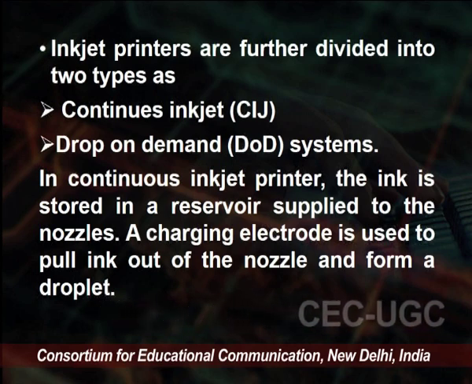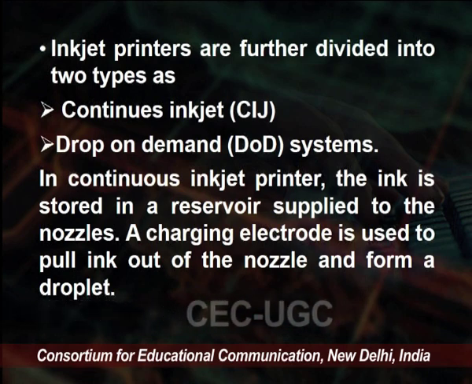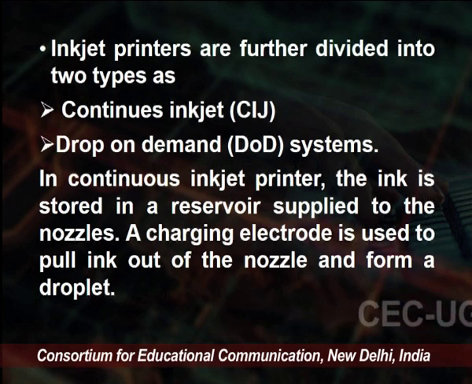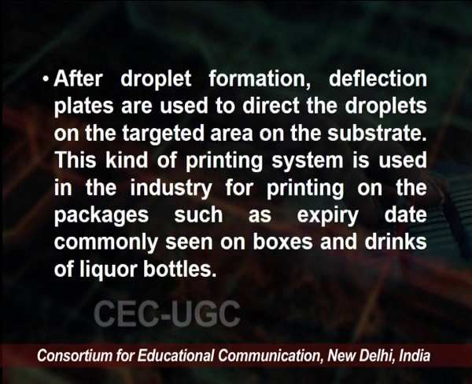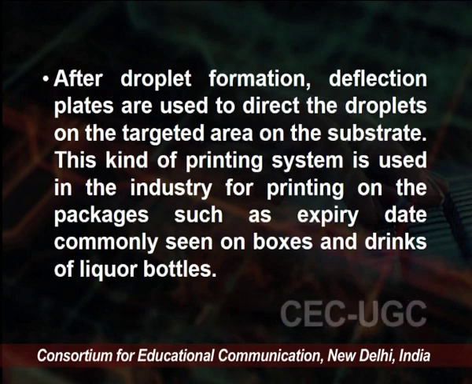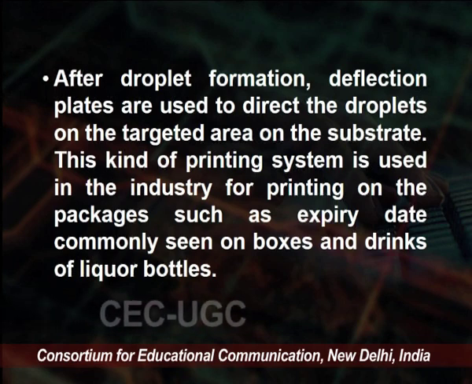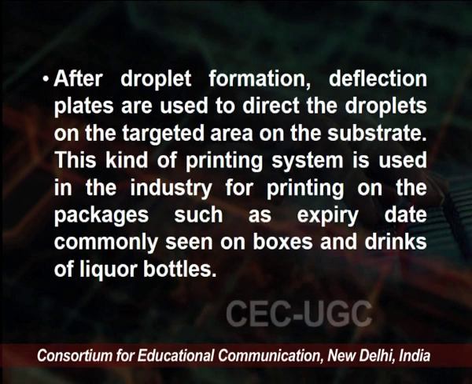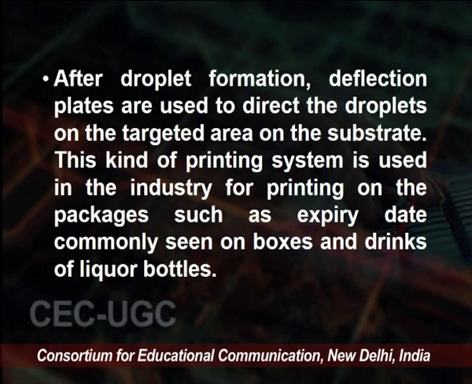In continuous inkjet, the droplets are continuously coming out; in drop on demand, as per requirement the drop of the ink will come out. So, in the continuous inkjet printer, the ink is stored in a reservoir and supplied to the nozzle. A charging electrode is used to pull the ink out of the nozzle and form a droplet. And after droplet formation, deflection plates are used to direct the droplets to the targeted area on the substrate. This kind of printing system is used in industry for printing on packages, such as expiry dates commonly seen on boxes and drink bottles.